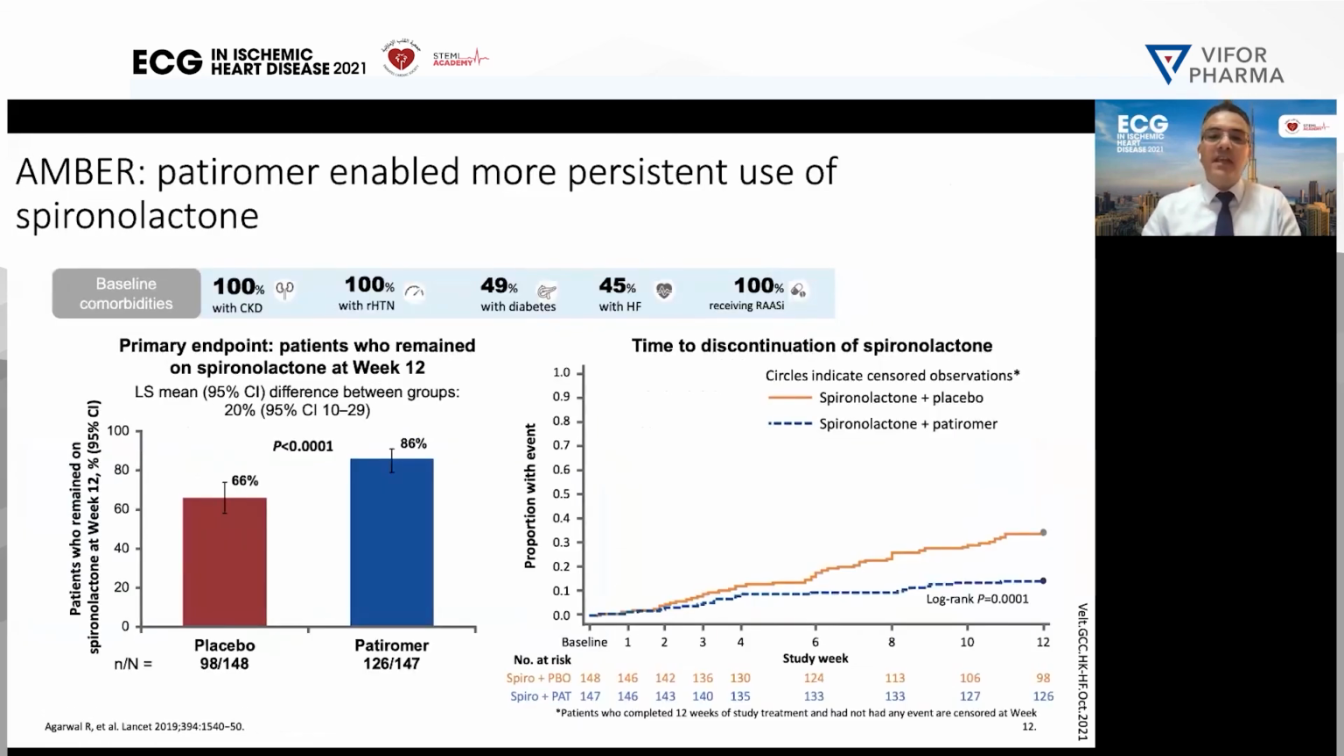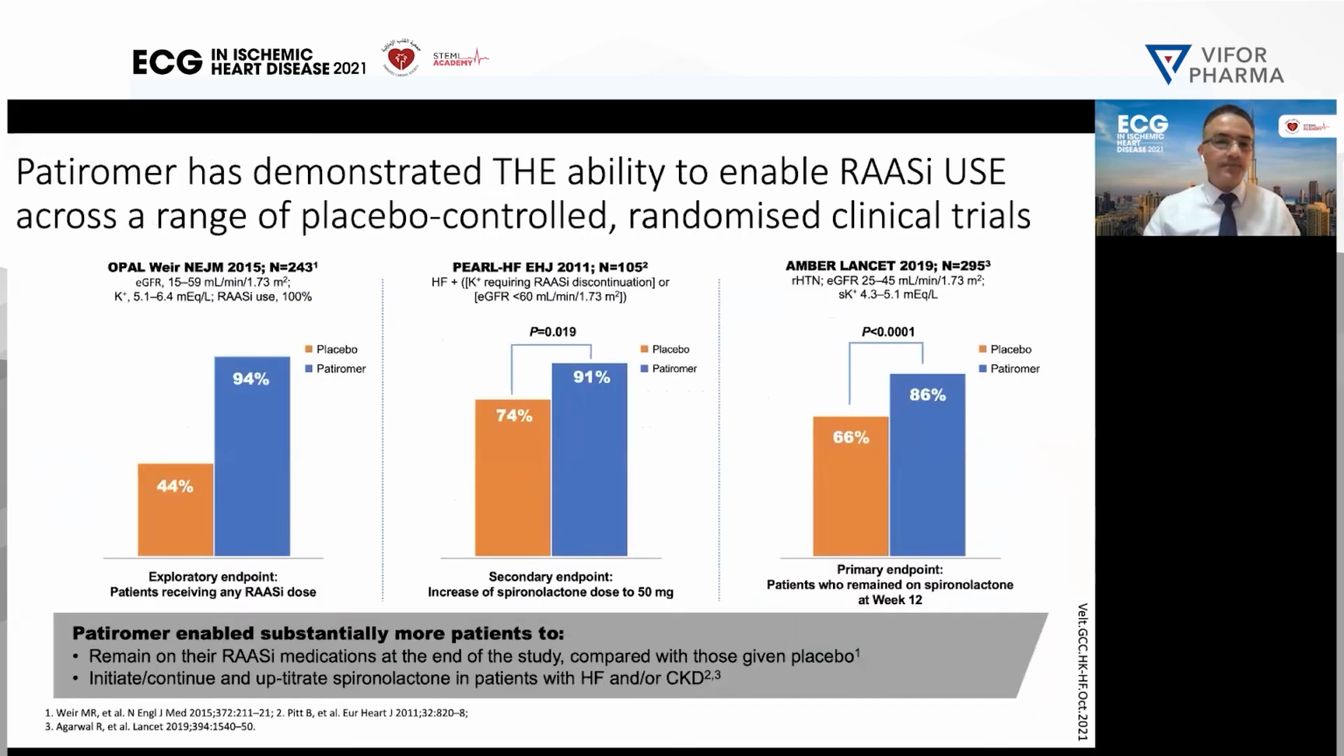In AMBER, patiromer enabled more persistent use of spironolactone. The primary endpoint from this study was patients who remained on spironolactone at 12 weeks: 86% compared to only 66% in the placebo arm continued to be on Aldactone with the help of patiromer.